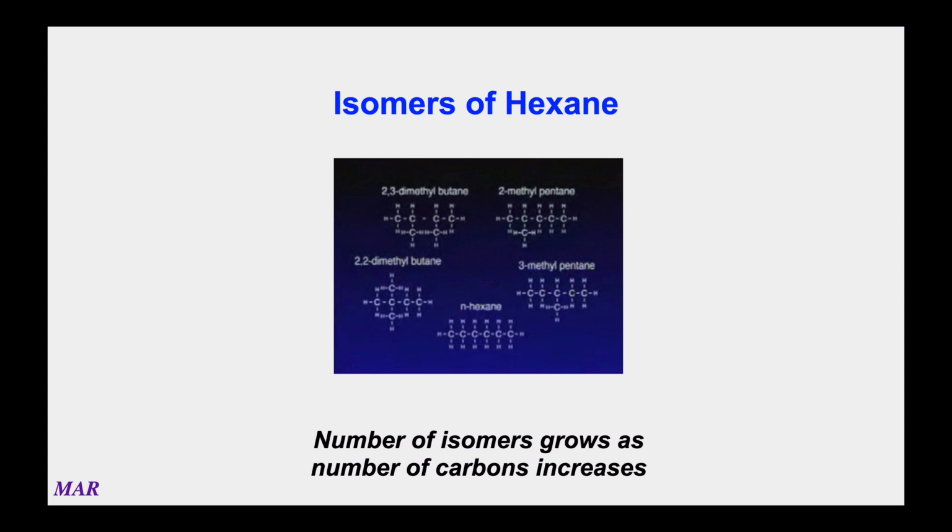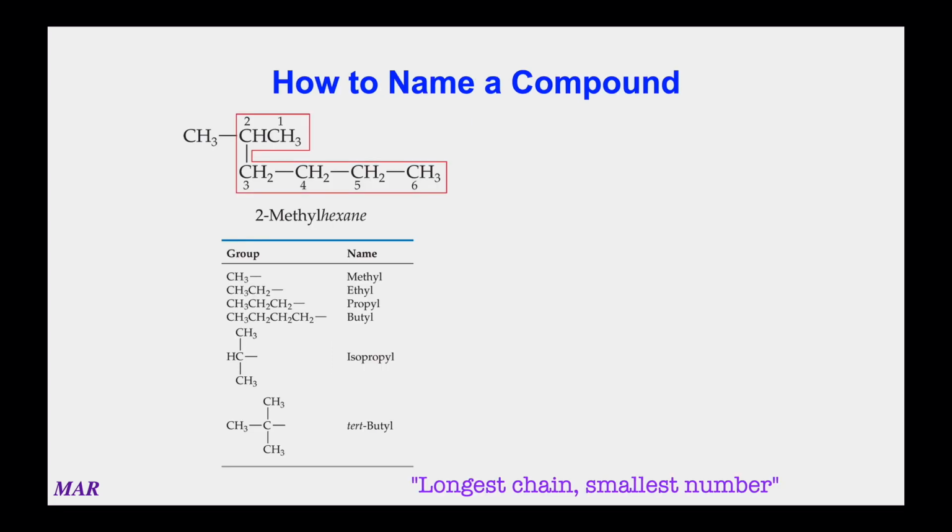They do have different reactivities, and knowing which one it is really important. So one of the goals you should start having is being able to figure out how many isomers there are, and that's what we're going to start talking about and also look at in the organic chemistry lab. Remembering that longest chain, smallest number is really important.